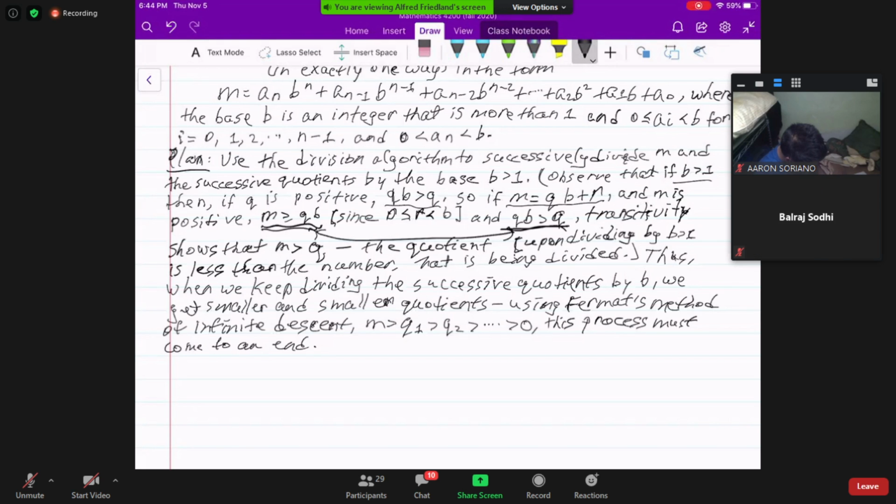So over here in this box, m is at least q times b. M is positive, b is positive, so q has to be positive.